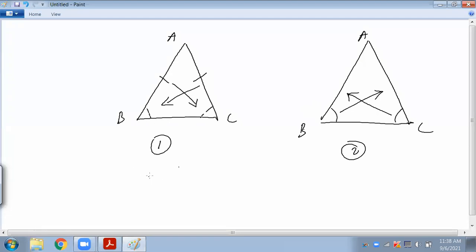Both these properties are what? Isosceles triangle property. So if we have two angles equal, we can take the sides opposite to them equal. And if you have two sides equal, we can take the angles opposite to them equal. Okay, and we can take them by isosceles triangle property.